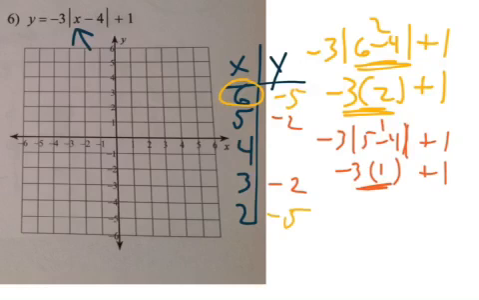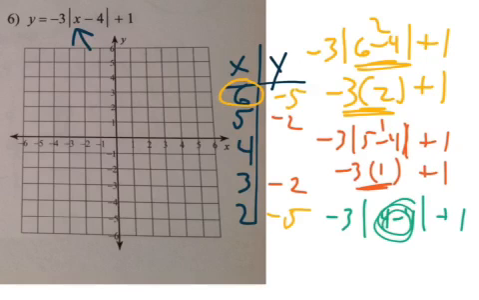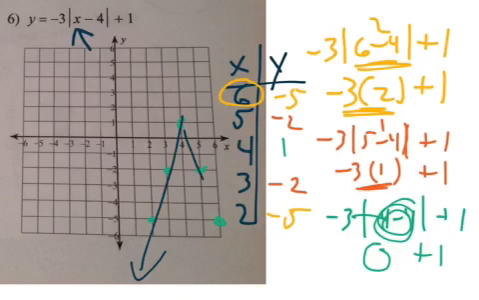Finally, the vertex, even though we probably don't have to do it. Negative 3, absolute value of 4 minus 4, right, plus 1. Notice I get a 0. Times negative 3 is still 0. Plus 1 is 1. And so now it's just a matter of graphing it. 6, negative 5. 5, negative 2. 4, 1. 3, negative 2. And 2, negative 5. Here is my V shape.